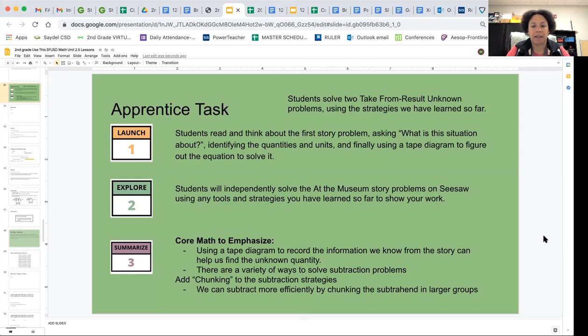You will be working independently to solve the At the Museum story problems on Seesaw using any tools and strategies you have learned so far to show your work. The core math to remember today is that using a tape diagram to record the information we know from the story can help us find the unknown quantity. Also, there are a variety of ways to solve subtraction problems. We can also add chunking to our subtraction strategies list. That means we can subtract more efficiently by chunking the subtrahend in larger groups.